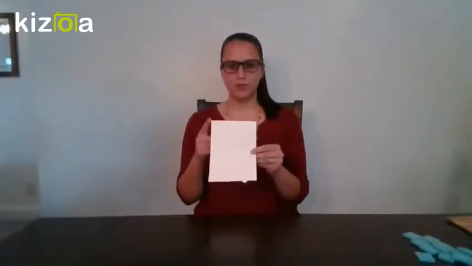So for example, the length is the measurement from end to end. The length is the largest dimension of the object. And here you have the width, which is the distance from side to side.